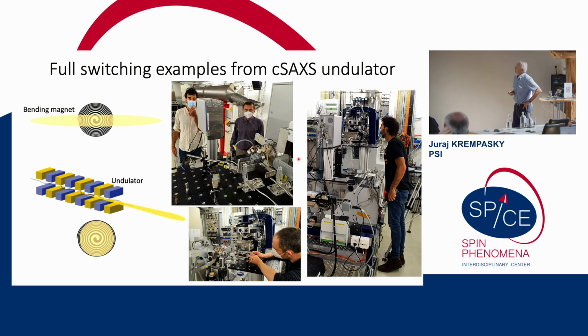Now, full switching examples. We made a pioneering experiment at the cSAXS beamline. Let me explain why. At the optics beamline, we have a bending magnet, and in a bending magnet, we are diffraction limited basically only in the vertical direction. So what happens in the horizontal direction is basically incoherent. I showed you these clear poling effects, but it was not ideal illumination of the zone plate.